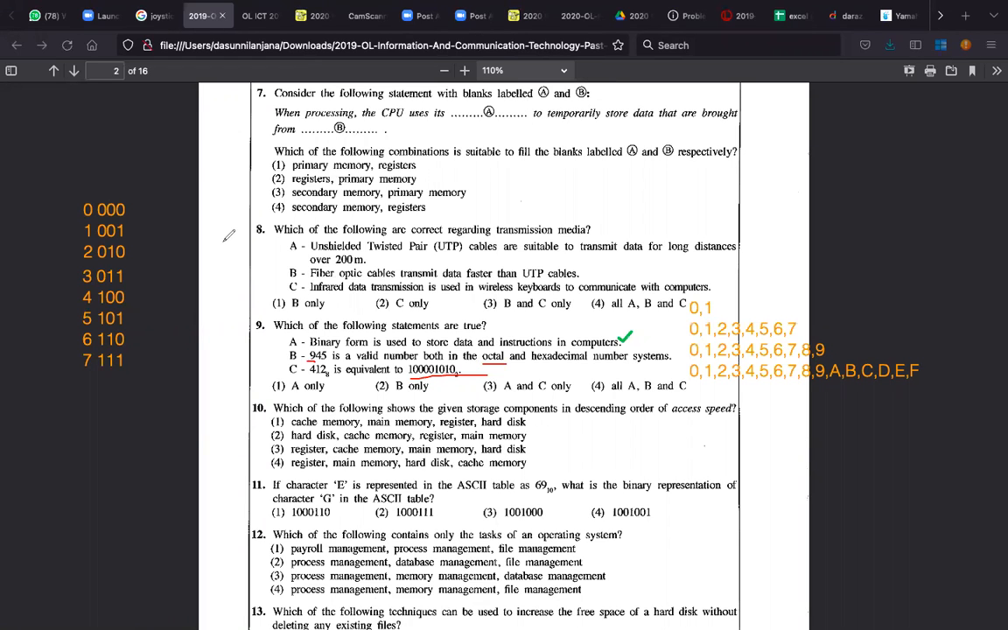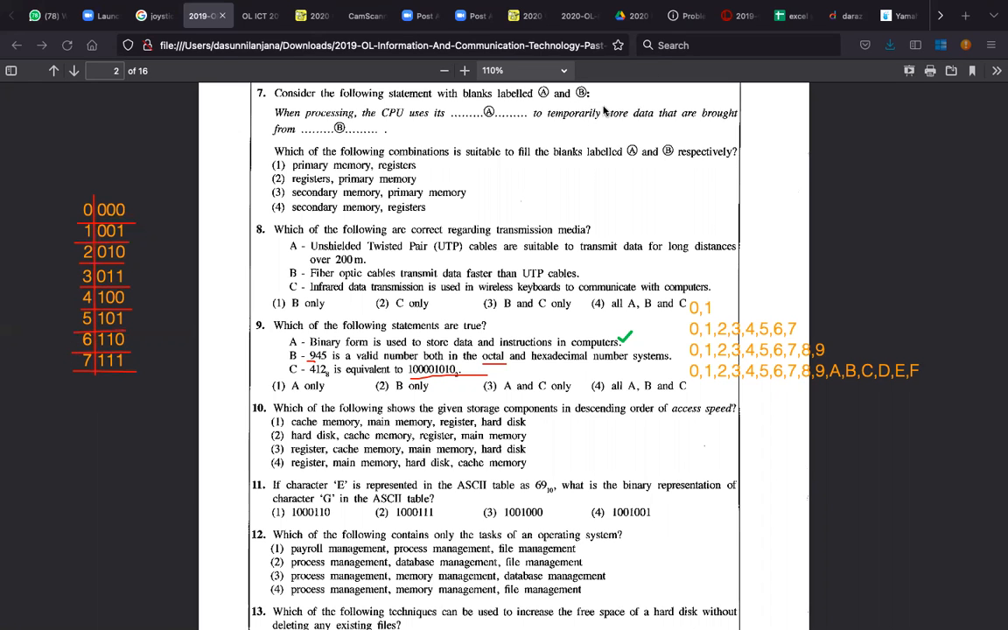When they have given the rough sheet, you have to create this. This is very important. Please create this because you can answer the questions fast. If you have this table, it's very fast, you can answer the questions. Not just this, the hexadecimal table too. Draw both tables.